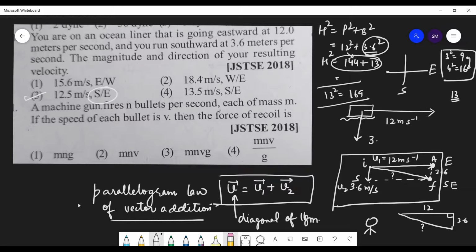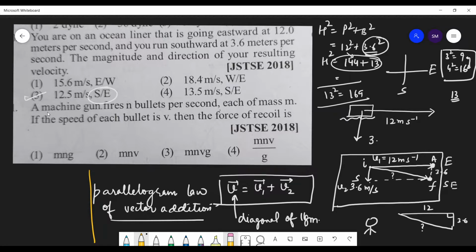Okay. So you should keep on noting down, you should make your notes. So you people are now very much comfortable with the parallelogram law of vector addition, yes? Okay. Have you noted it down? Shall we proceed further?